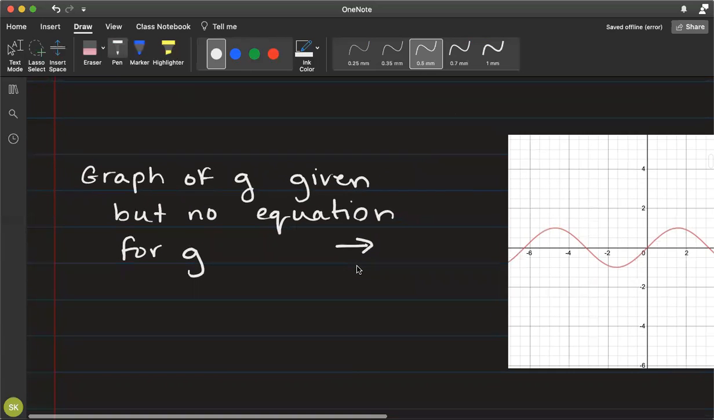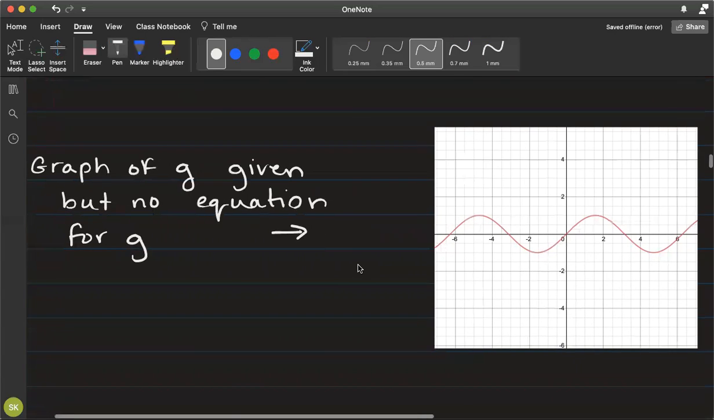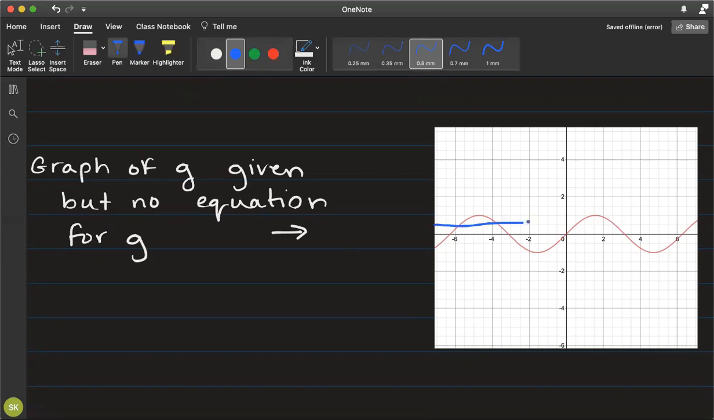Sometimes in your homework, you'll be given just a picture and no equation for g. And I'll just ask you, is this function one-to-one? Well, again, all you have to do is just try the horizontal line test. You can see for this function, I'm intersecting more than one time. So this function is not one-to-one.